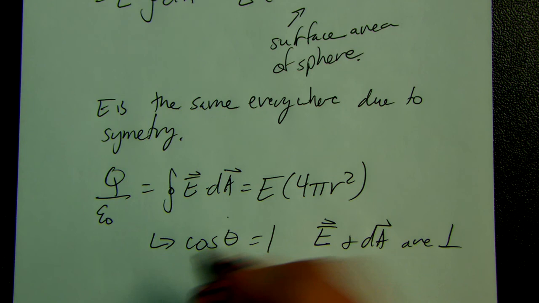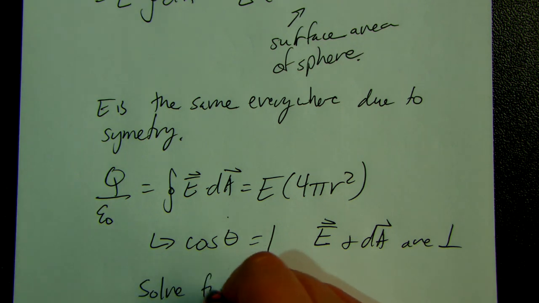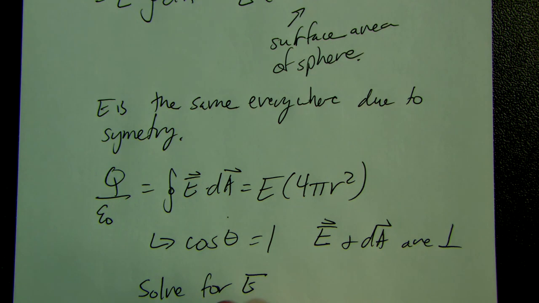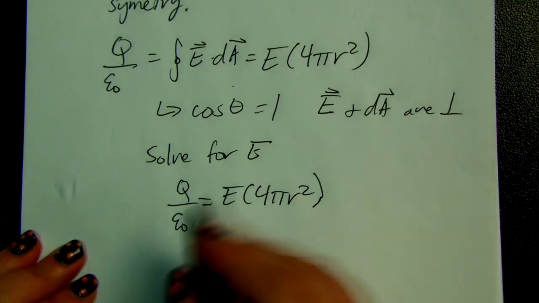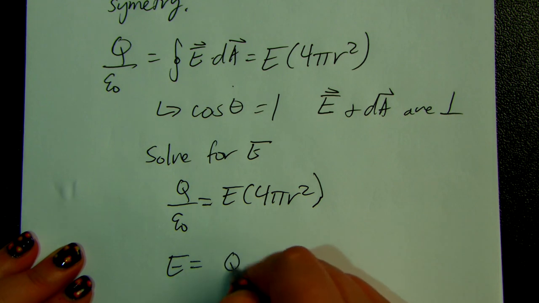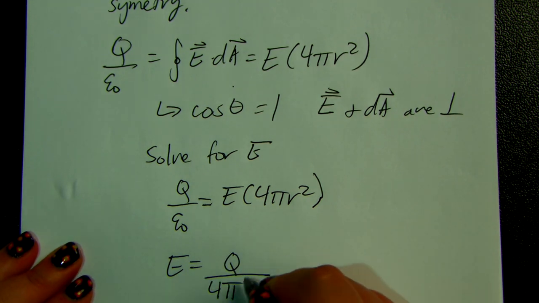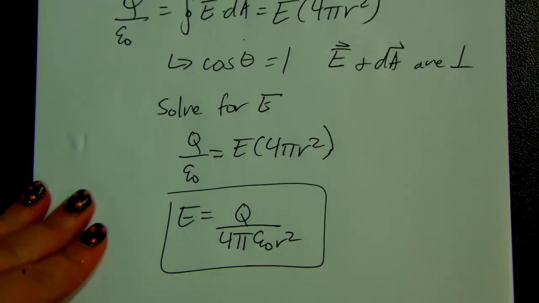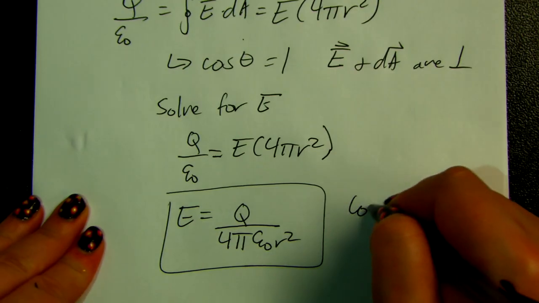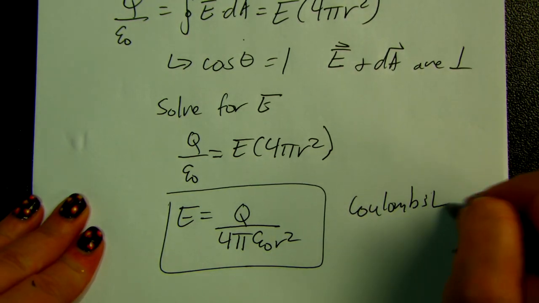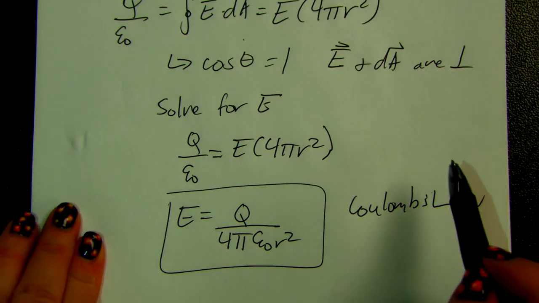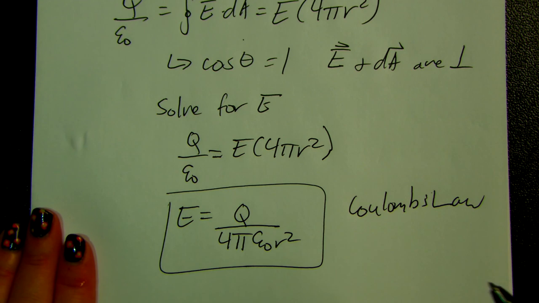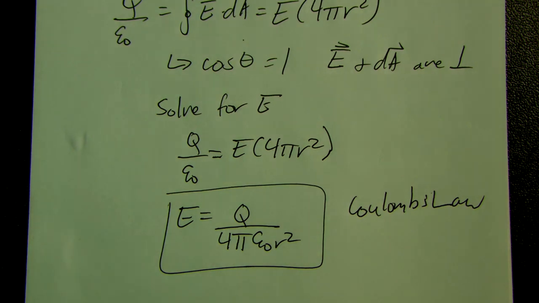All right, we solve for E. So we have Q over epsilon naught is equal to E times 4 pi r squared. And we get E is equal to Q over 4 pi epsilon naught r squared. How cool is that? Coulomb's law. And you can also derive the reverse. You can derive Gauss's law from Coulomb's law.